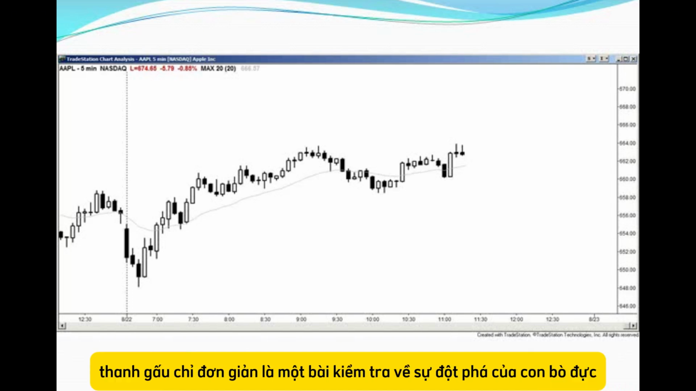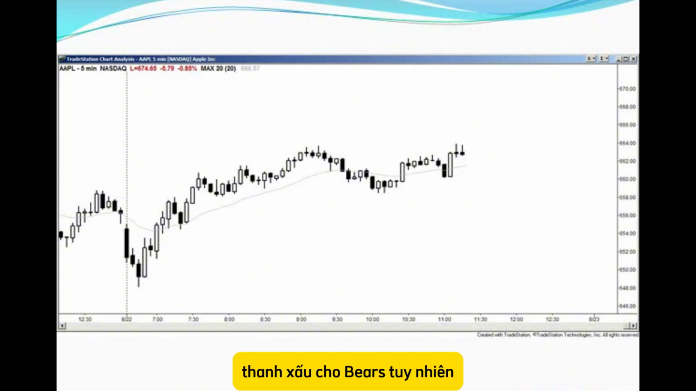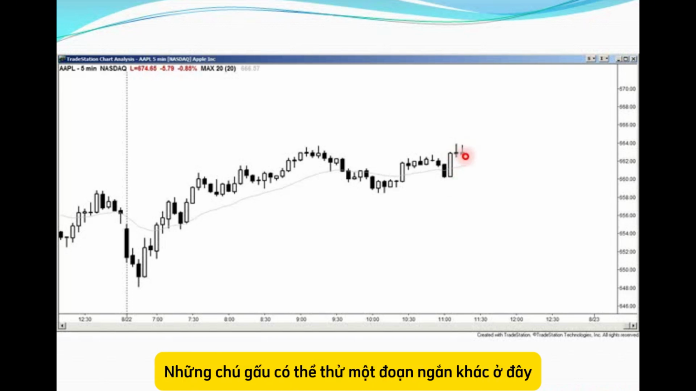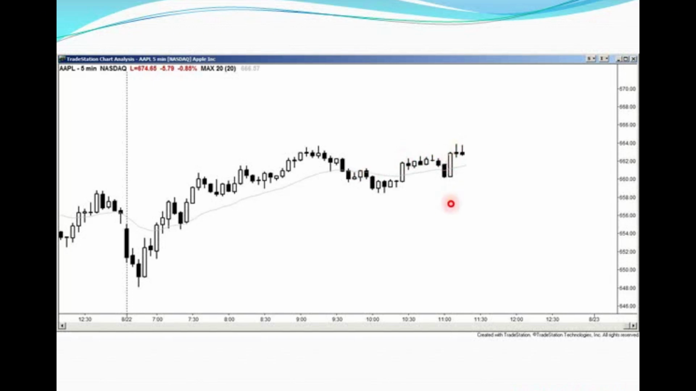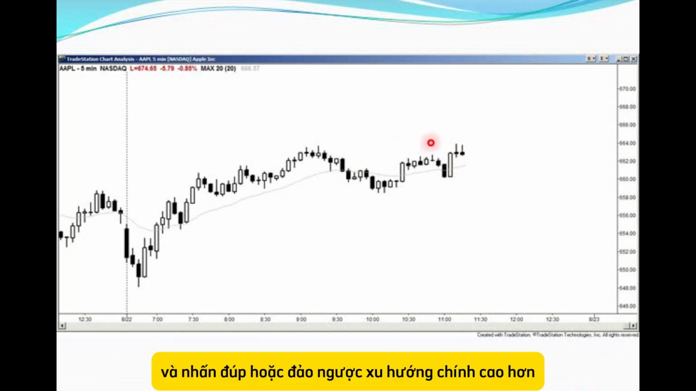It turns out the bear bar was simply a test of the bull breakout. Bad bar for the bears. However, weak follow through after this strong bull reversal. The bears might try another short here. They can argue wedge bear flag, 3 pushes up, 1, 2, 3, and a double top or higher high major trend reversal.